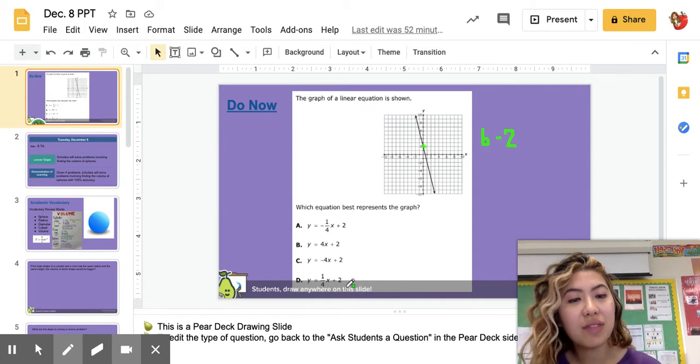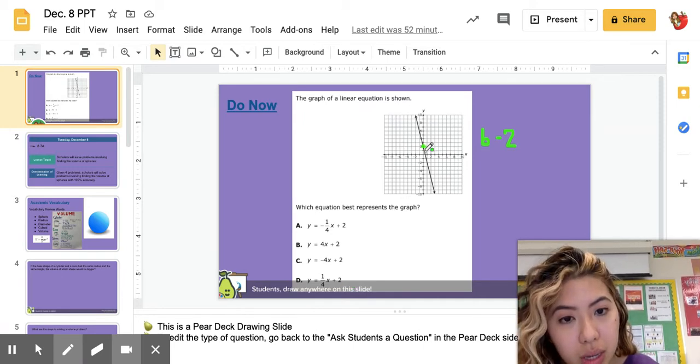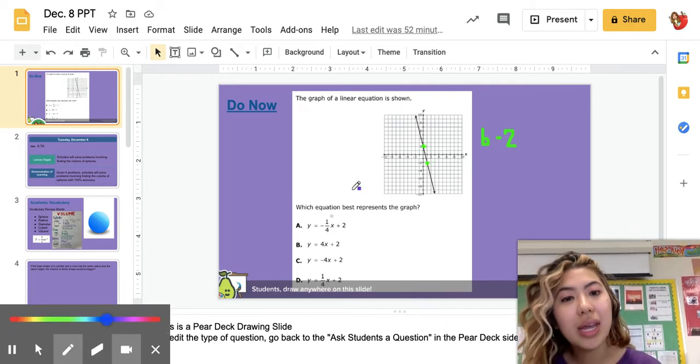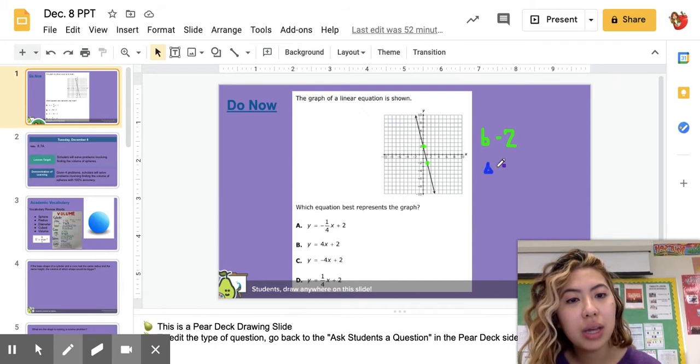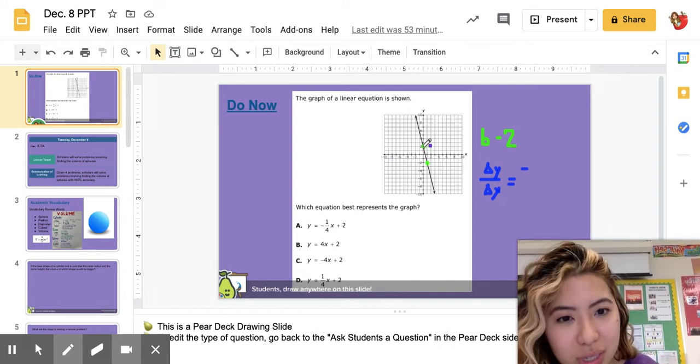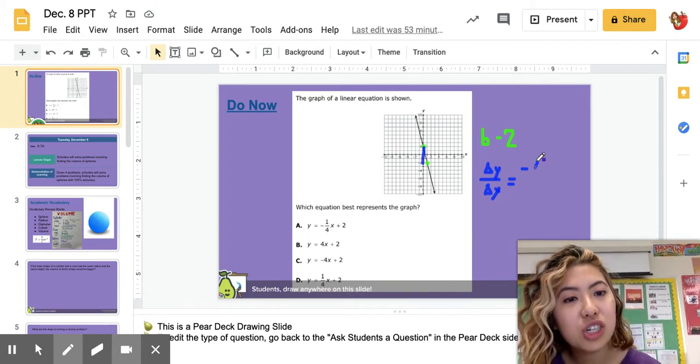So now I need to find another point that is at the intersection of the grid. So right here, I'm choosing that point. And then I need to find my change in y over my change in x. So from left to right, I'm going down. That means my change in y is going to be negative, because if I'm going down, it's negative. So I'm going down 1, 2, 3, 4 units. So my change in y is going to be negative 4.